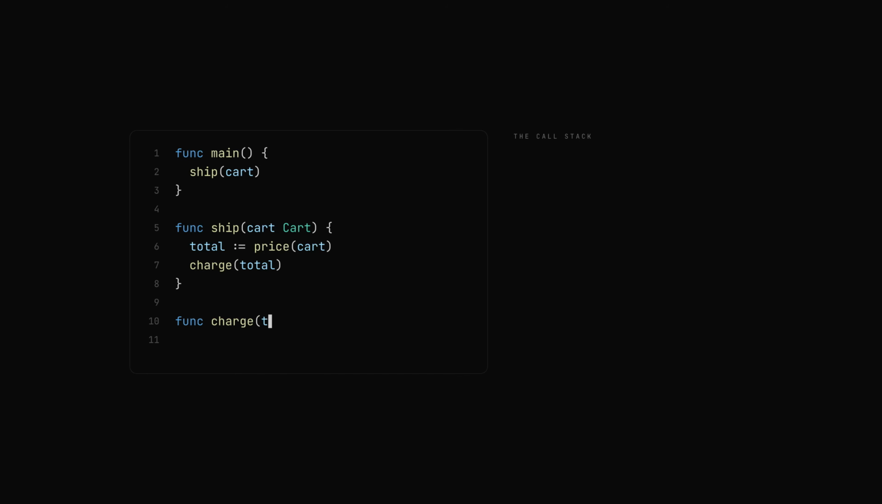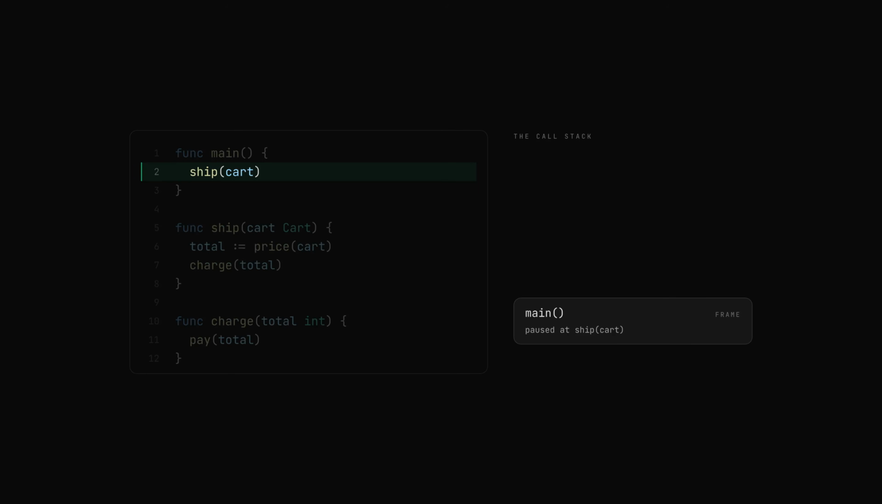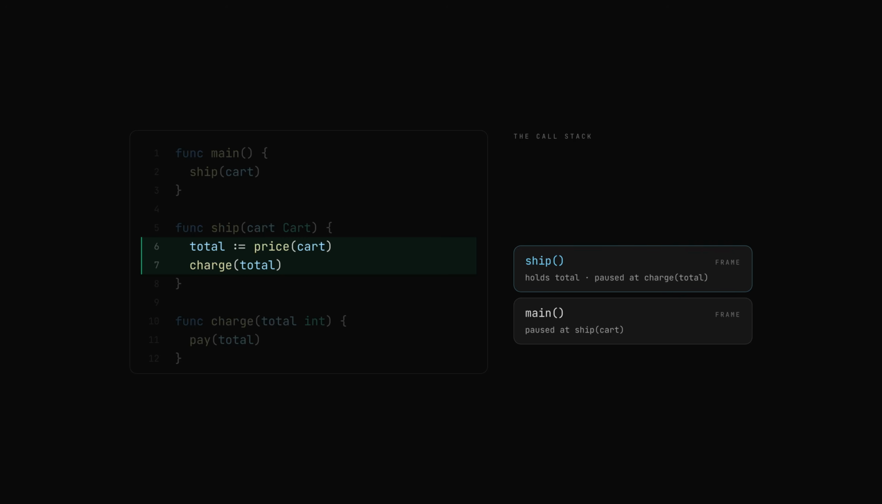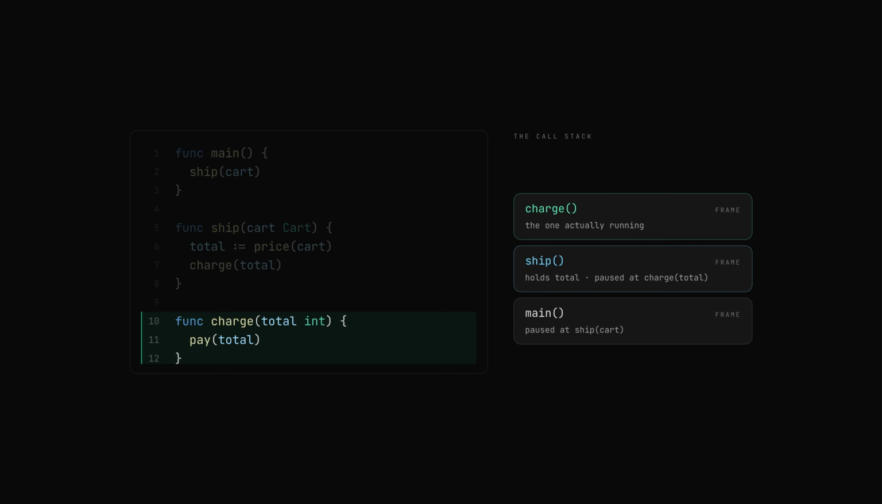Watch three plain functions. Main calls ship. Ship computes a total, then calls charge. While charge is running, the stack holds three frames. At the bottom, main's, paused at its call. Above it, ship's, holding that local total, paused at the call to charge. On top, charge's, the one actually running.